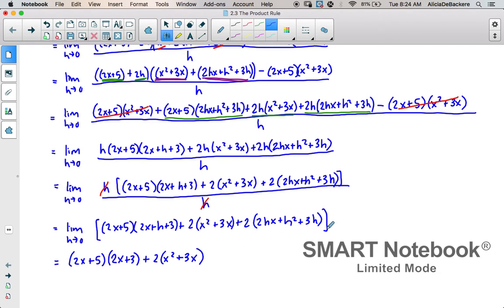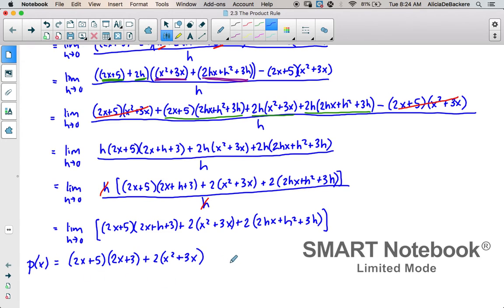And here at the end, when I plug in h is 0 in the second bracket, I'm going to get 0 plus 0 plus 0, and so I'm going to get 2 plus 0. Or sorry, 2 times 0, so that just goes away. So what I've got here is my answer for p at x.